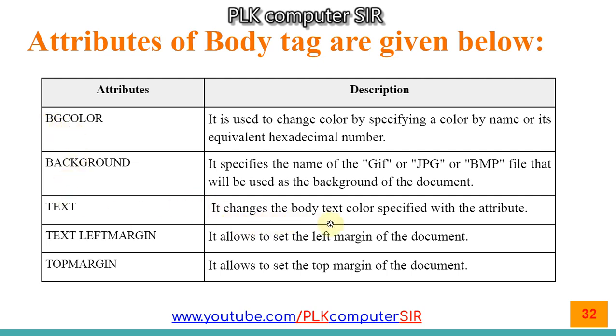Text changes the body text color specified with the attribute. So whichever color you want for the text, this is black color, this is red color, like that. Text left margin allows you to set the left margin of the document. So the left side margin, text margin will be set by this.